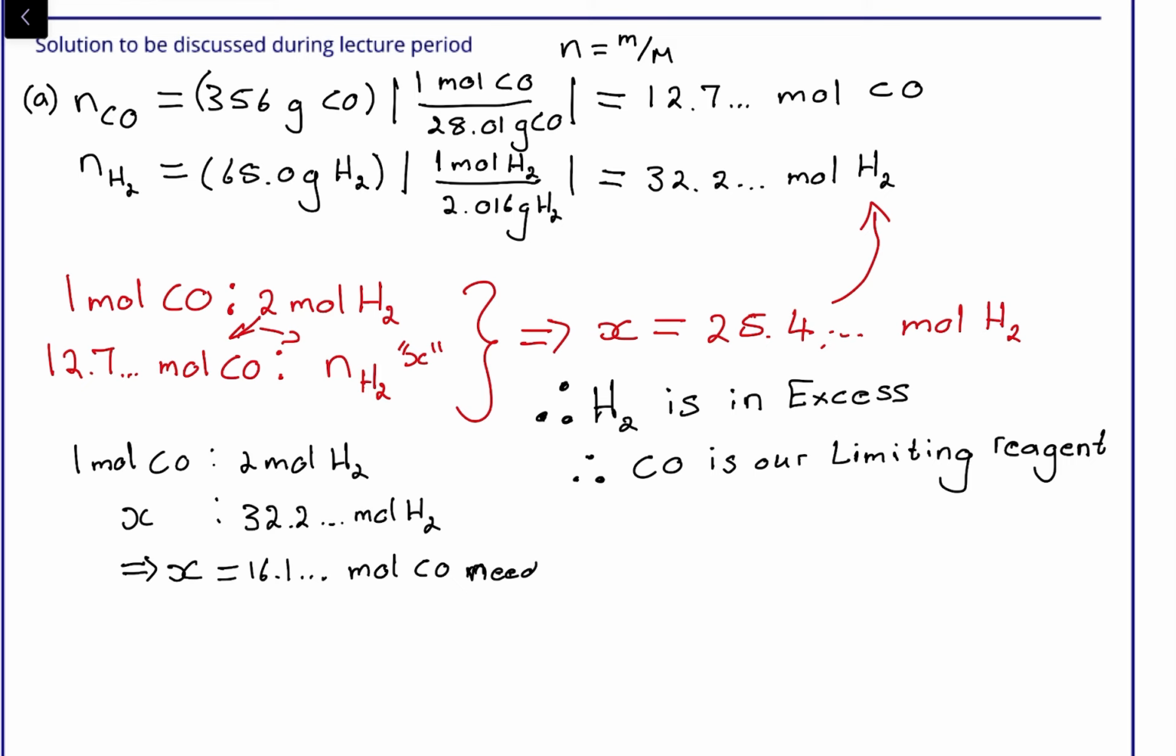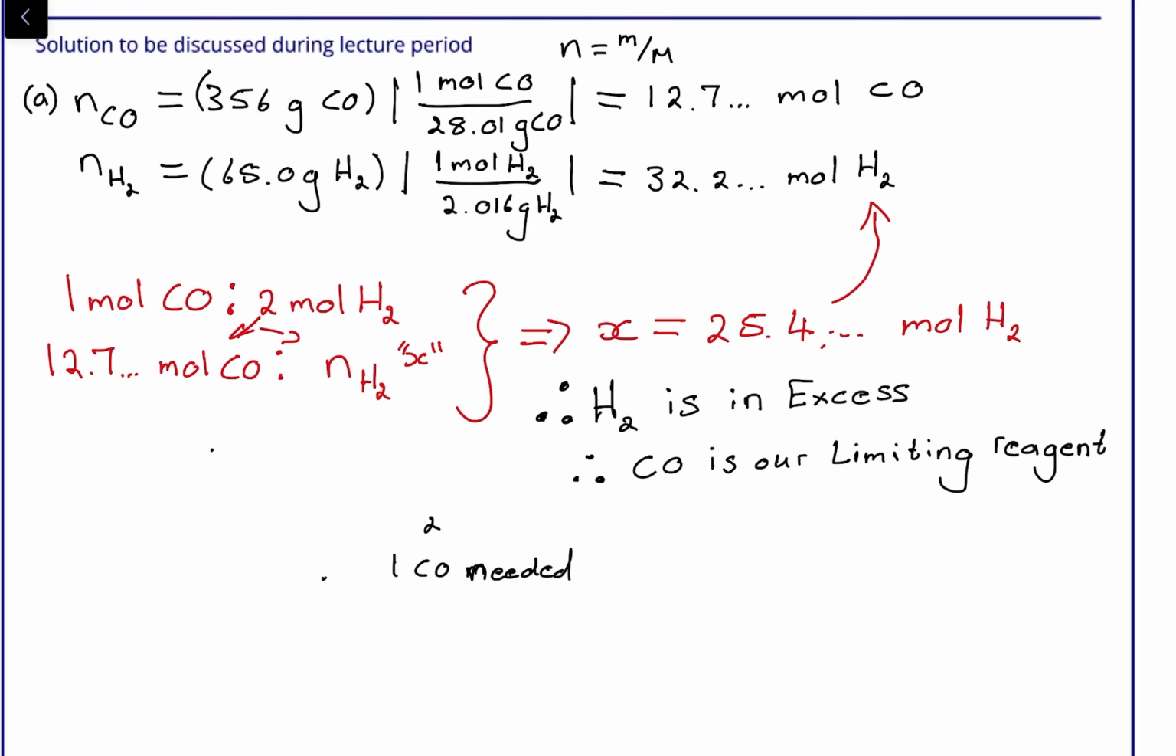The question is, if we need 16.1 mole CO to react with 32.2 mole of hydrogen, how much CO do we have? We only have 12.7. Do you notice that we don't have enough CO to react with all of the hydrogen that we have? All right, so we still get to the same conclusion.